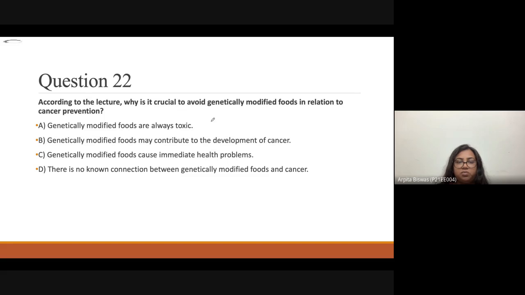According to the lecture, why it is crucial to avoid the genetically modified food in relation to the cancer prevention? First option is genetically modified food are always toxic. The second option is genetically modified food may contribute to the development of cancer. The option C is genetically modified food cause immediate health problem. And the option D is there is no known connection between the genetically modified food and the cancer.